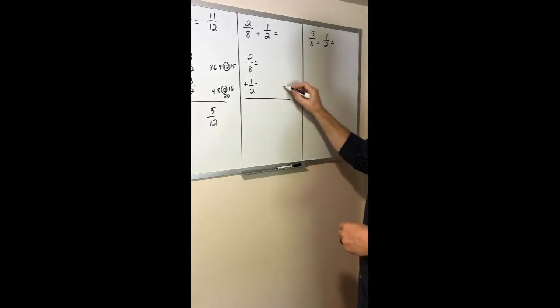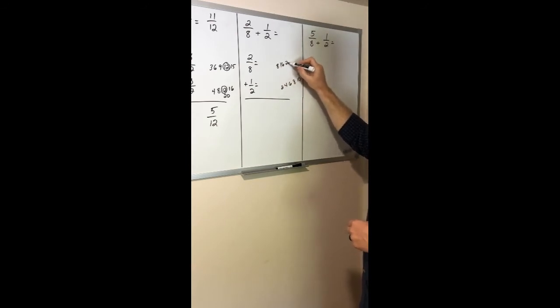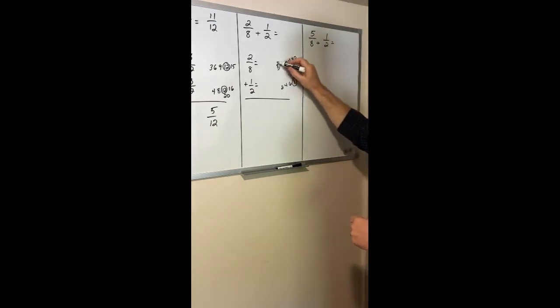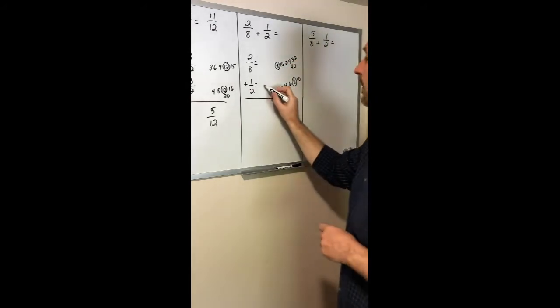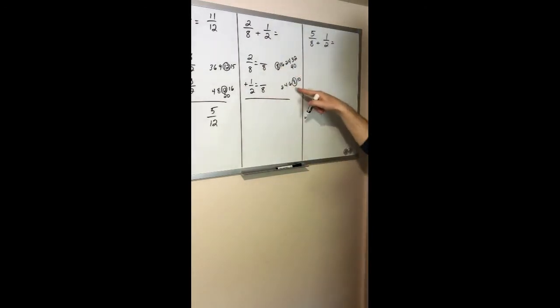So 2 times 1 is 2. 2 times 2 is 4, 2 times 3 is 6, 2 times 4 is 8, and 2 times 5 is 10. Let's do 8. 8 times 1 is 8, 8 times 2 is 16, 8 times 3 is 24, 8 times 4 is 32, and 8 times 5 is 40. So the number that I notice is 8. So I'm going to set these equivalent fractions to 8. It's also the lowest multiple.